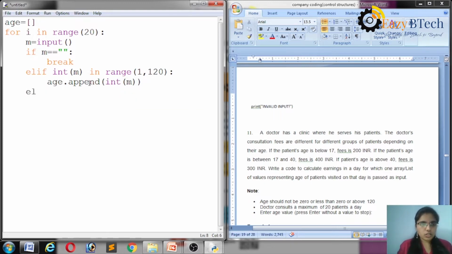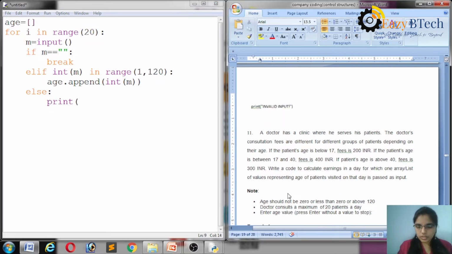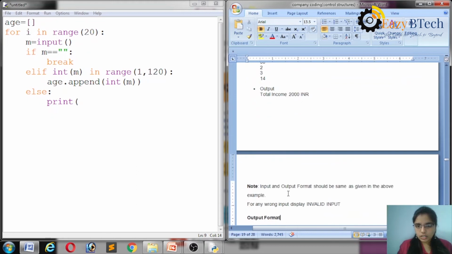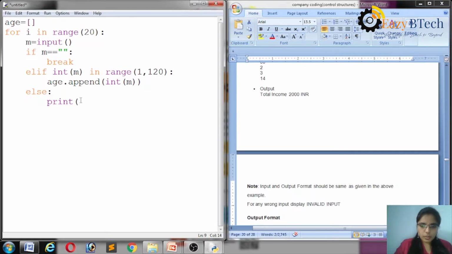After that, you will move on to the else block. So either I will provide minus one, 0, or above 120, then it is not valid. Then print invalid input. Okay. After that, the for loop is over.